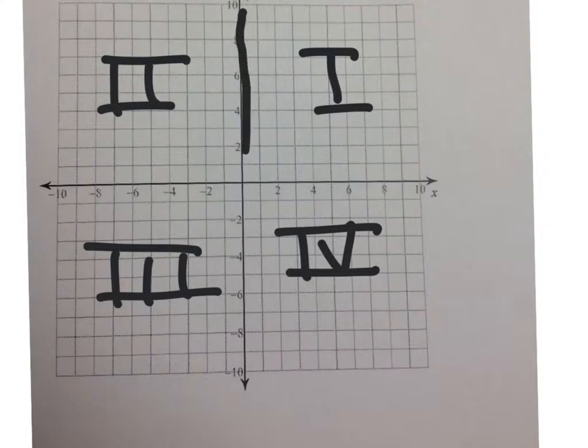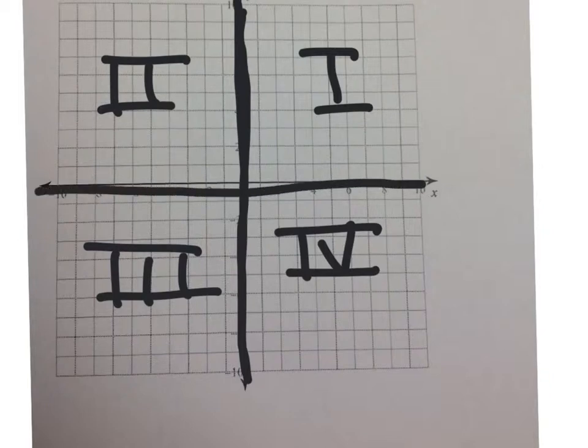The first one, if it is on this line, it is on the y-axis. So if a point was there and it asked what quadrant, you would write y-axis. Or if it is on this line, that is the x-axis. If a point was on there and they asked what quadrant, you'd write x-axis. The only other thing is if it was right in the middle of both axes, then you would call it the origin.